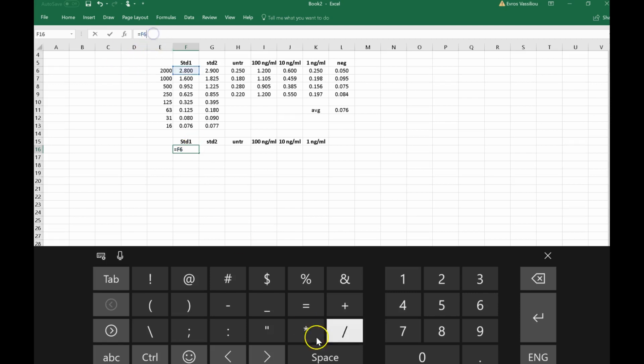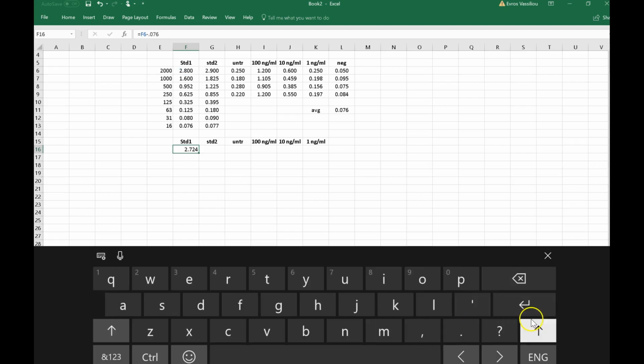And then I would say minus my average, right? Minus 0.076, which is 0.076. And just say yes. See? Calculate. Now, I don't want to sit down and do it for everybody else. So if I click on that cell, you see how the cursor changes from a thick white cross to a thin black cross? You see that?